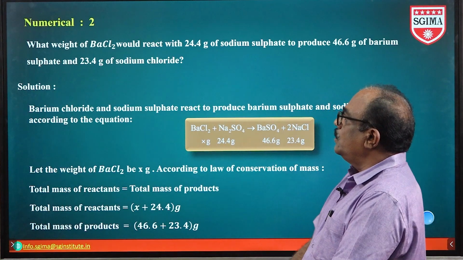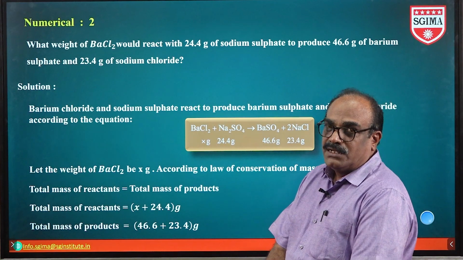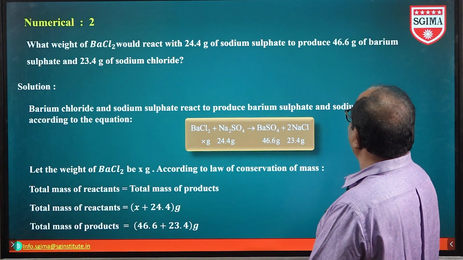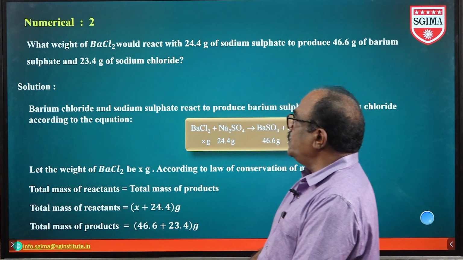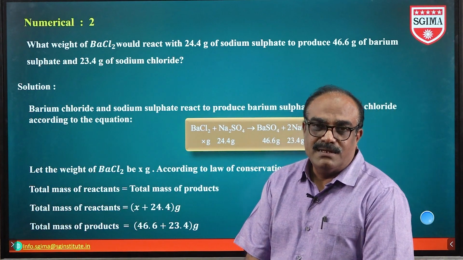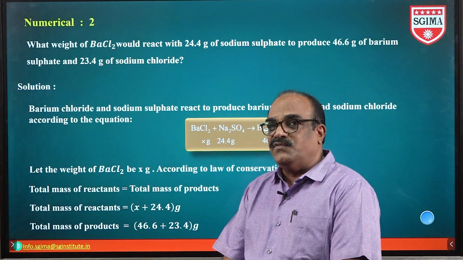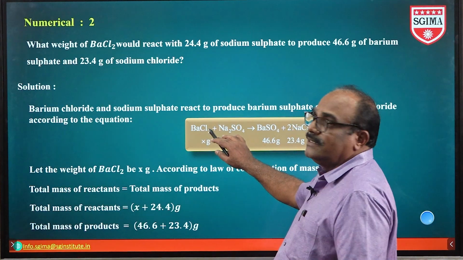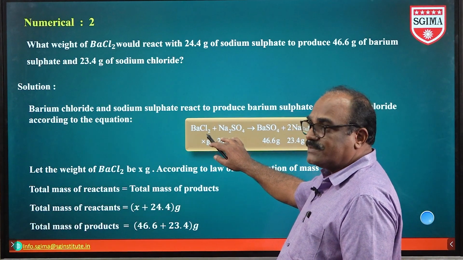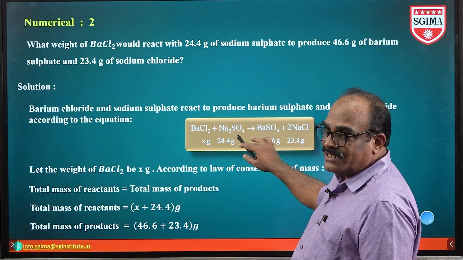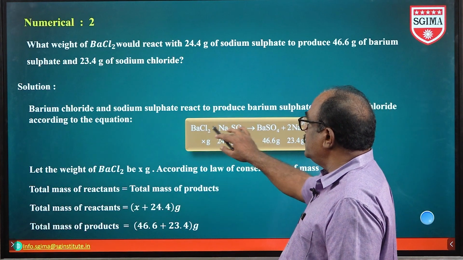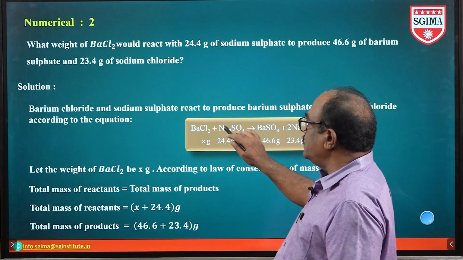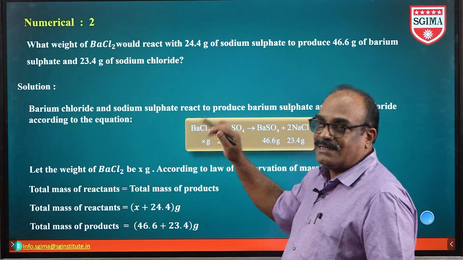The second numerical: what weight of barium chloride would react with 24.4 grams of sodium sulphate to produce 46.6 grams of barium sulphate and 23.4 grams of sodium chloride. Here we have two reactants and two products. The reaction is barium chloride, BaCl2, and sodium sulphate, Na2SO4, combining to produce barium sulphate and sodium chloride. I assume that barium chloride is taken in x grams.